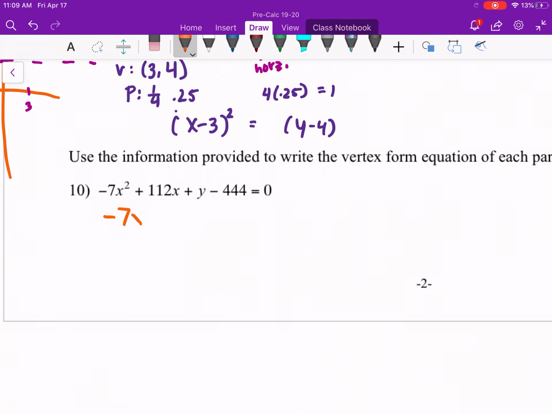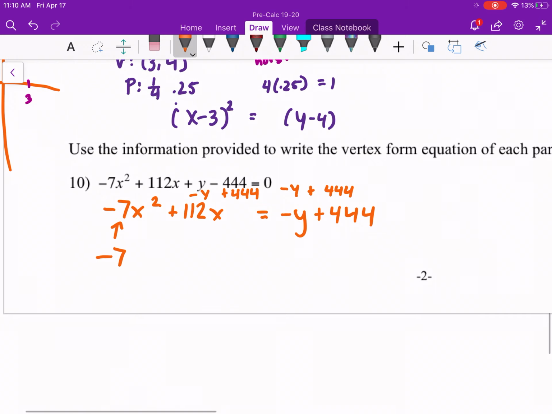But either way, I'm going to group. So I'm going to do 7x squared plus 112x. And then I'm going to subtract the y and add 444 to both sides. Sorry, I didn't mean to do that. So that's going to give me negative y plus. So now what I'm going to do is I am not going to complete the square if I have an a term, okay? I'm not going to complete the square if I have an a term. So I'm going to factor that -7 out.